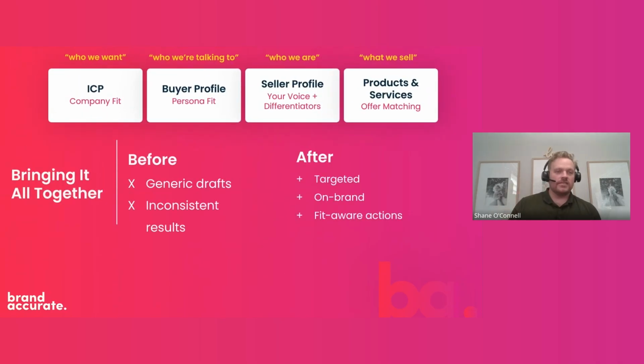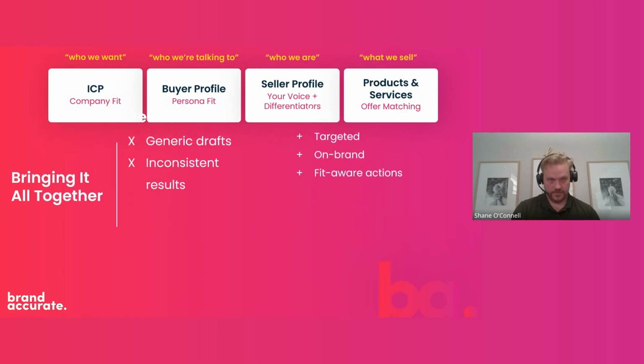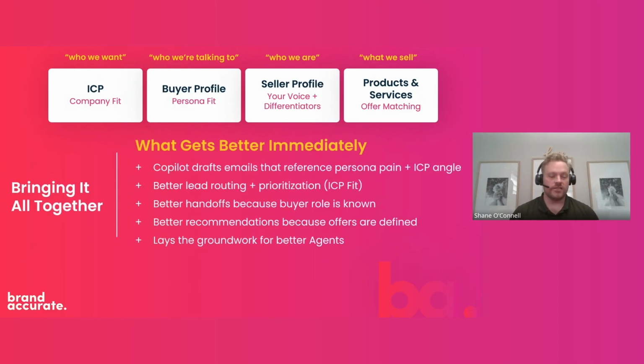When you lay the foundation for these data sources and start plugging in, what you'll have now, if you have not done these, are generic drafts and inconsistent results. But after you start to put these in, you'll see targeted, on-brand, fit-aware actions inside your tenant. What happens almost immediately is that Breeze or Copilot drafts emails that reference persona pain plus the ICP angle. It offers better lead routing and prioritization, so ICP fit, better handoffs because buyer role is known, better recommendations because offers are defined, and then it lays the groundwork for agents.